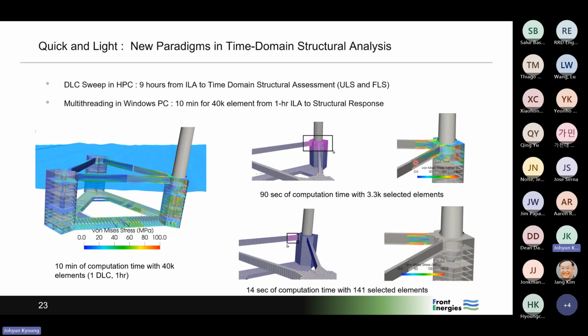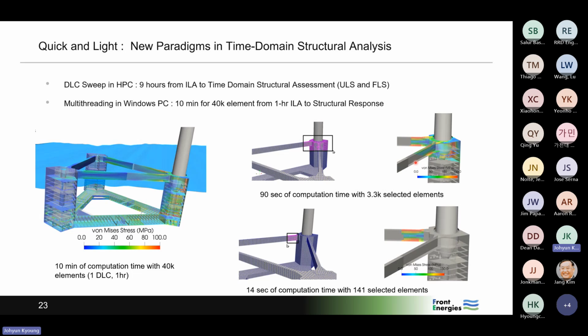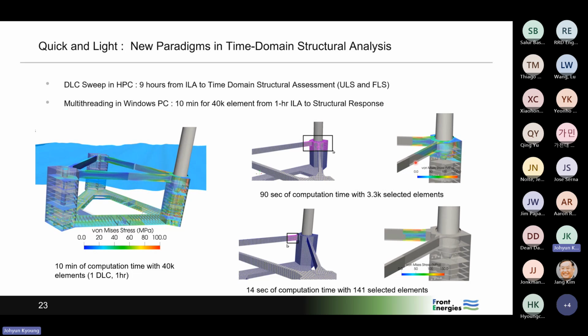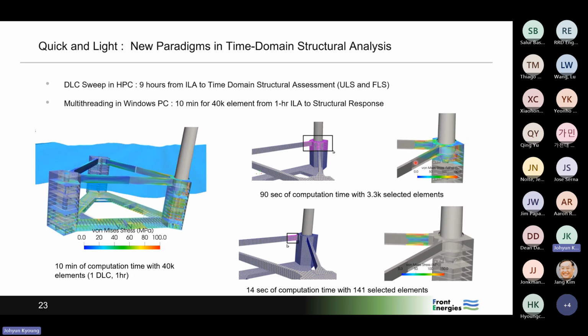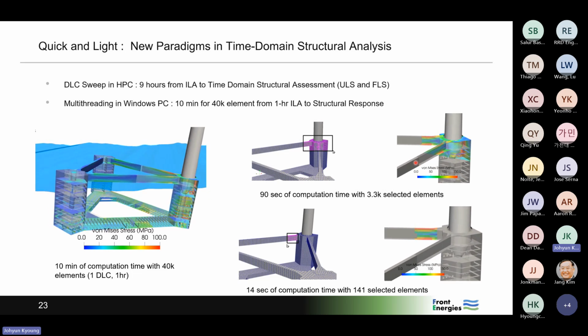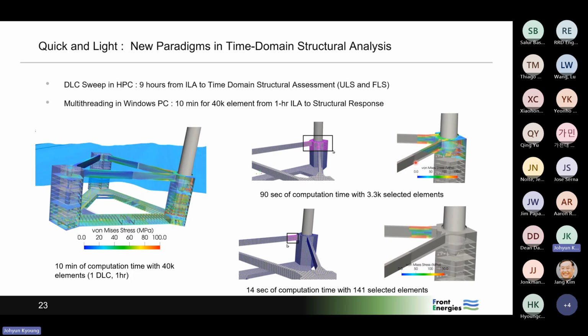So, for example, with 3,000 selected elements, generating the 1 hour time history of the structural response takes 90 seconds. Even more focused on the hotspot elements, for example 141 hotspot elements, it takes 15 seconds.